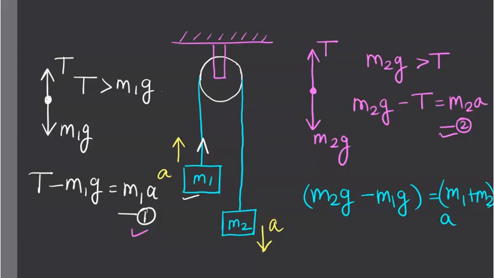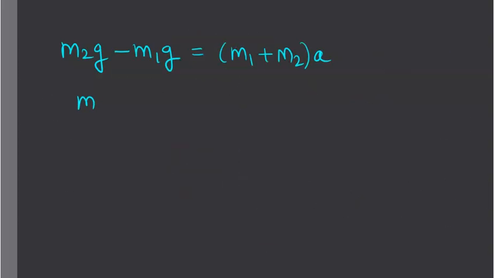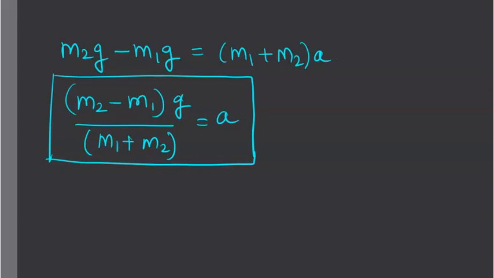So m2g minus m1g is equal to (m1 plus m2) times a. This is what we have got, right? Now we just have to take g common from this. If I take g common, and divide both sides by m1 plus m2, we will get the value of acceleration: a equals (m2 minus m1) g divided by (m1 plus m2). So you can try this problem from your textbook using this formula.